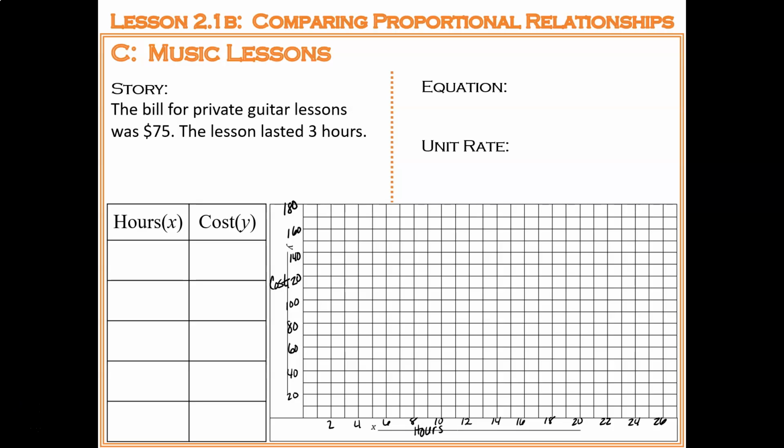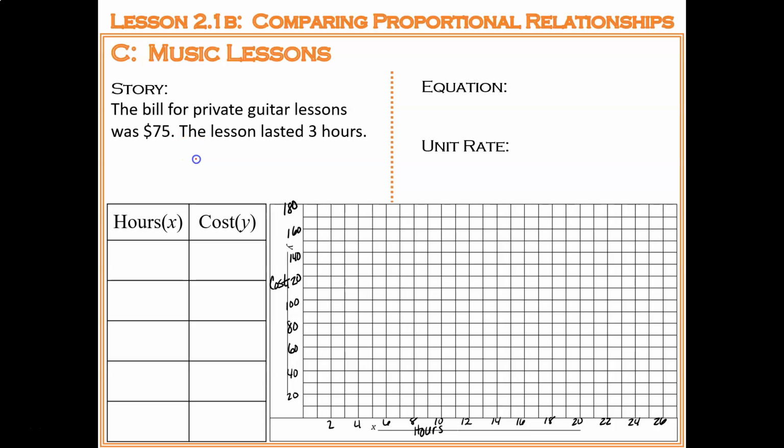Okay, now we are on part C, music lessons. We're given the story this time. It says the bill for private guitar lessons was $75. The lesson lasted 3 hours. Well, we want to find out what it costs for 1 hour to get the unit rate.